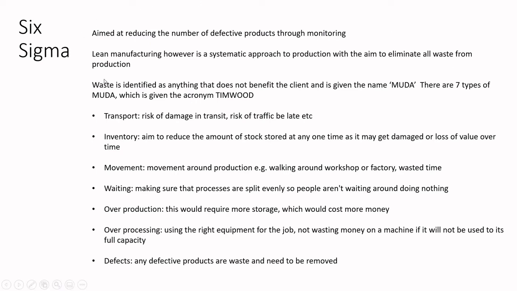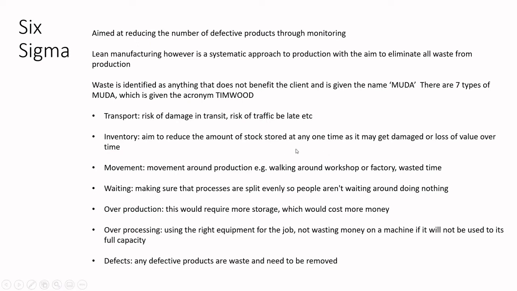So waste, as I say, is identified as anything that does not benefit the client and is given the name muda. Quite hard to say when you've got a blocked nose. Okay, so there are 7 types of muda, which basically gives you the name TIMWOOD. They love abbreviations in manufacturing. It's impossible to remember all. So transport. So what you might have is like the risk of damage in transit, or risk of traffic being late, and those types of things.